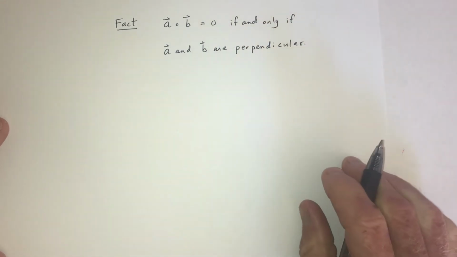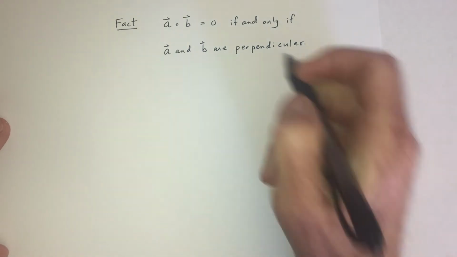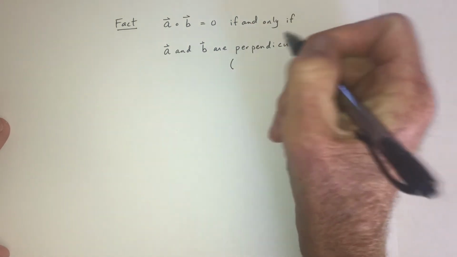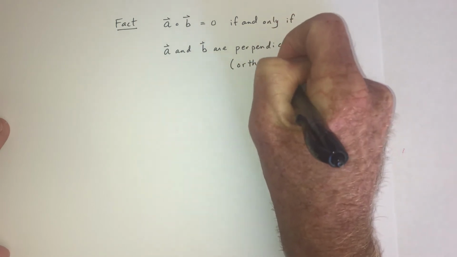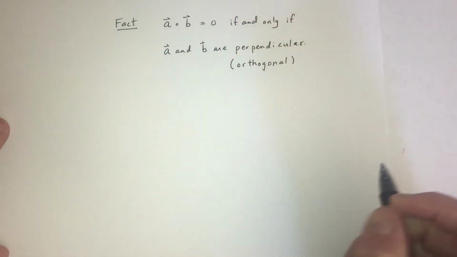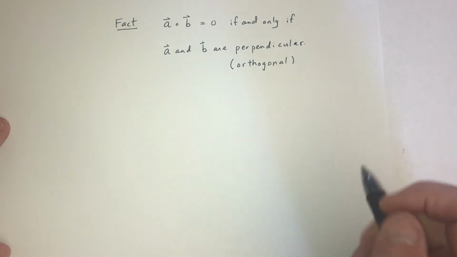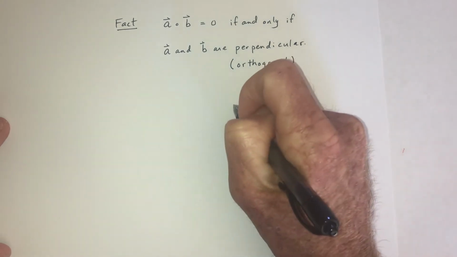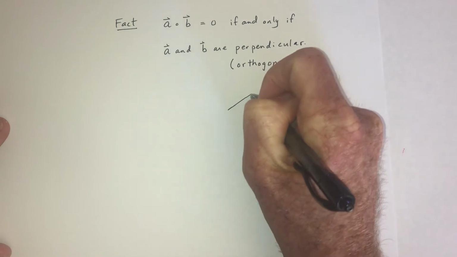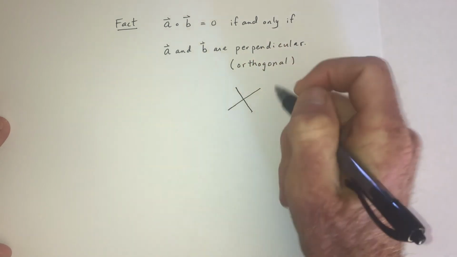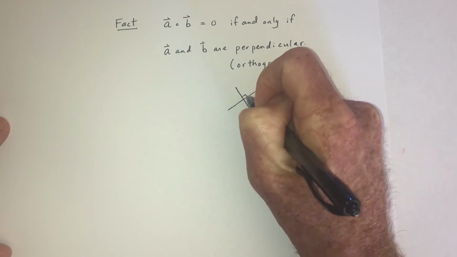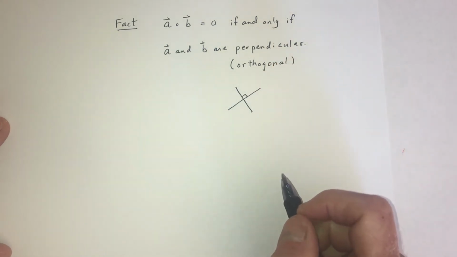So the angle between them will be 90 degrees. Sometimes instead of using the word perpendicular, the word orthogonal is used. Now the reason for this is, if you take the word perpendicular, it literally means that the two lines are touching, and where they intersect, this is 90 degrees.